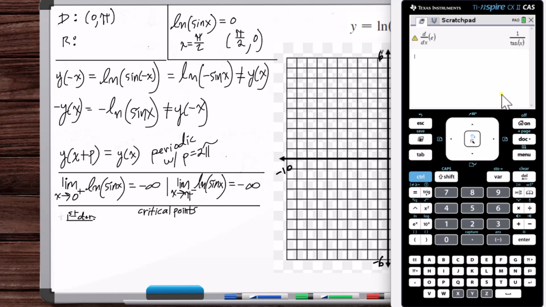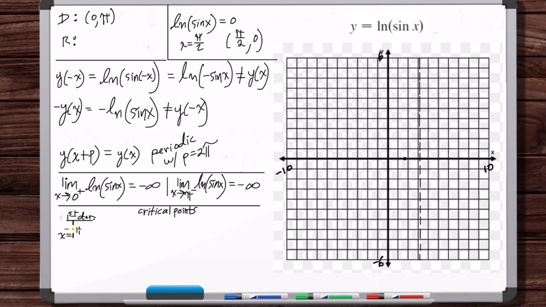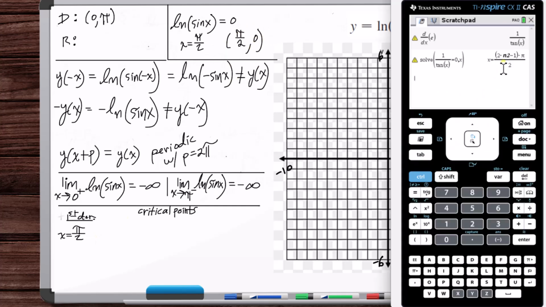Actually, no, I take it back. This could potentially be equal to 0. Let's solve for where this equals 0, because you could convert this to cosine of x over sine of x. Let's solve for x. Yes, it can equal 0. Let n be 0, you get pi over 2. The first derivative equals 0 at pi over 2, and we know pi over 2 is an x-intercept. What about when n is equal to negative 1? That's negative 3 pi over 2. What about 1? That's 3 pi over 2.